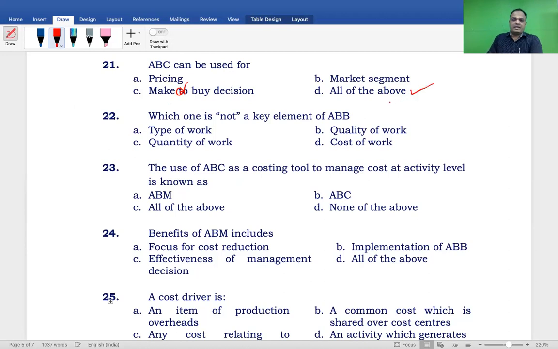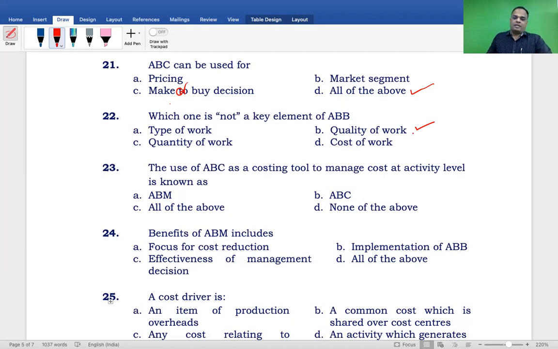Good. Which one is not a key element of ABB? ABB represents activity based budget. Okay. So ABB. It's not a spelling mistake. Activity based budget. So types of work, quality of work, quantity of work, cost of work. The answer is quality of work. Types you are going to verify, quantity we are going to verify, and cost also. Therefore, quality will not form part of the budget.